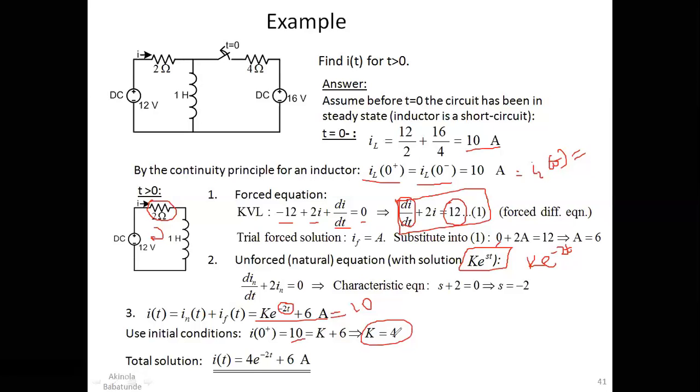So once your k is 4, it simply means that you can come back to this equation here and, instead of writing k, you just replace that and put 4 there. K equal to 4 represents your I naught. So I of t would be equal to 4e^(-2t) plus 6 A, and this would mean the total response in the circuit.